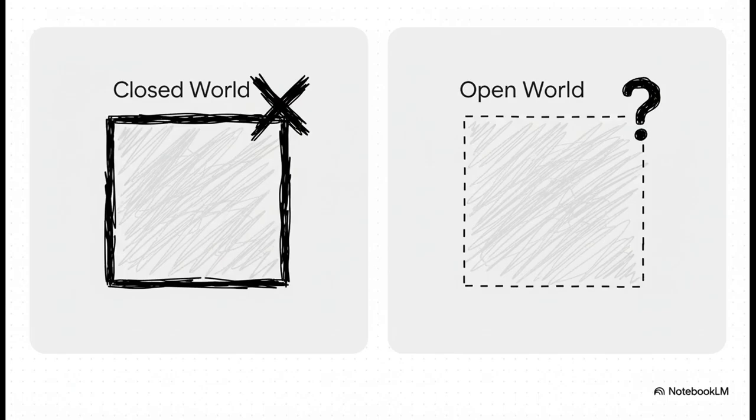Think of it like this. If your company's employee database doesn't list a spouse for someone, it assumes they're single. But on the web, if someone's profile doesn't list a spouse, you can't assume that. The information could just be on another website somewhere. The open world assumption is built for exactly that kind of reality.